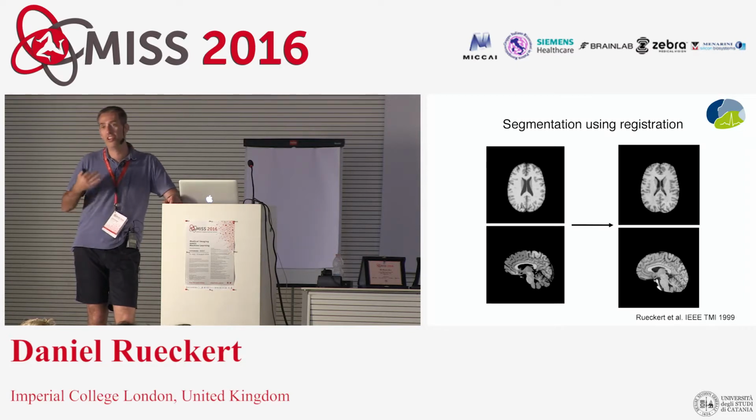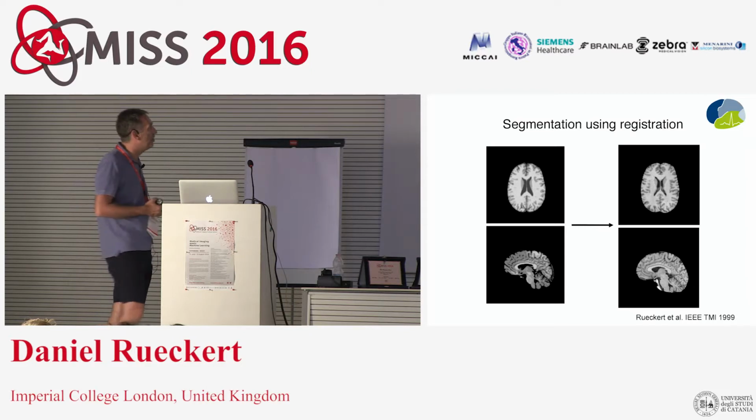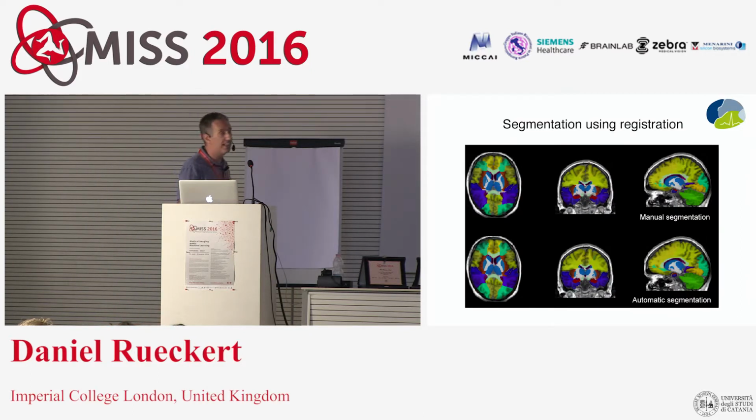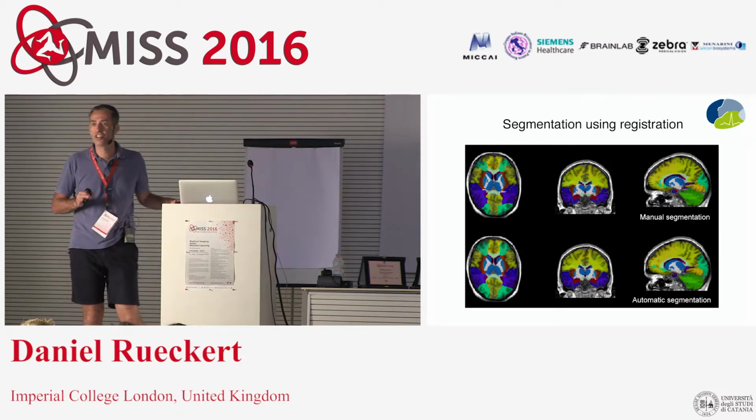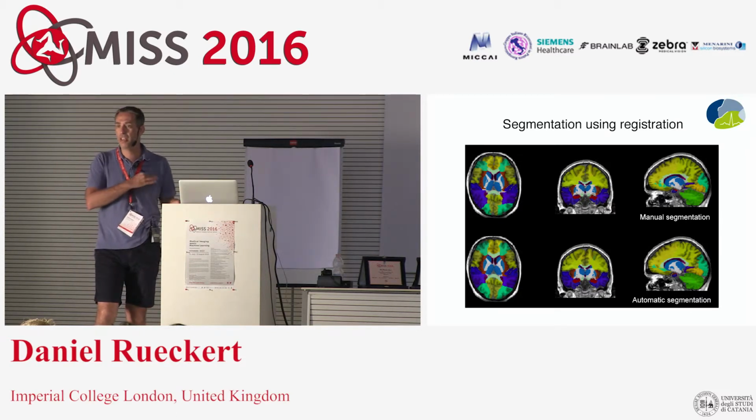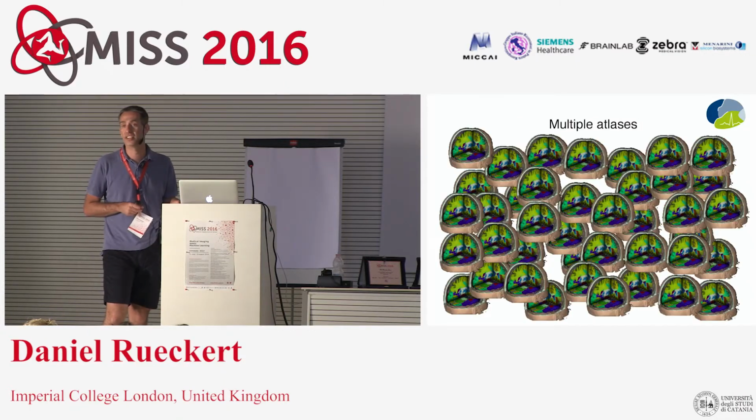And even if you do a very careful design of a registration algorithm, you're going to end up making some mistakes. So, for example, here you see some differences between a manual segmentation and automatic segmentation. If you look at this at first glance, it looks okay. If you start looking at details, you will discover many, many small mistakes in this.